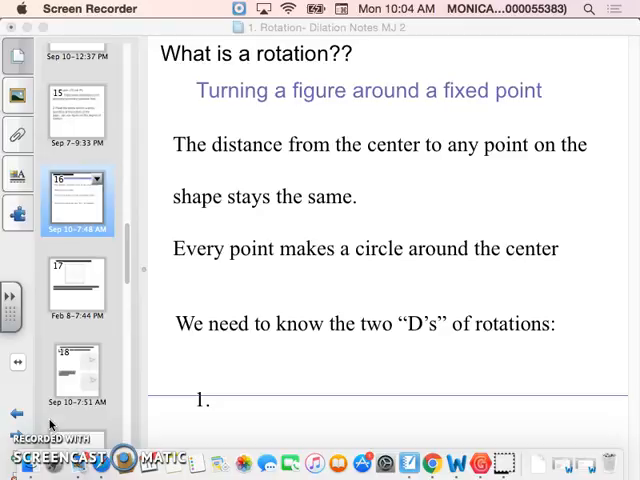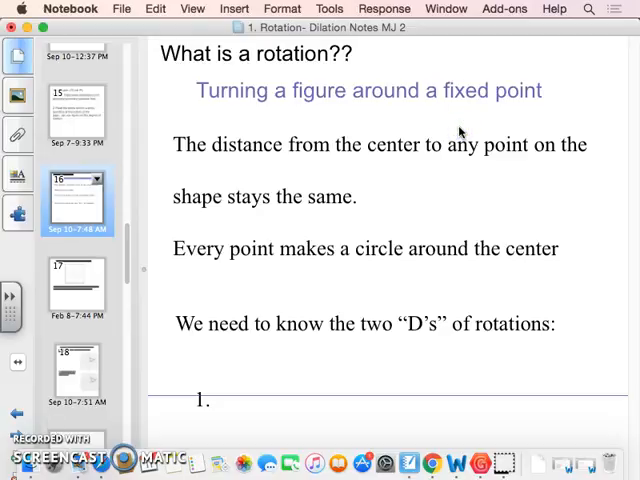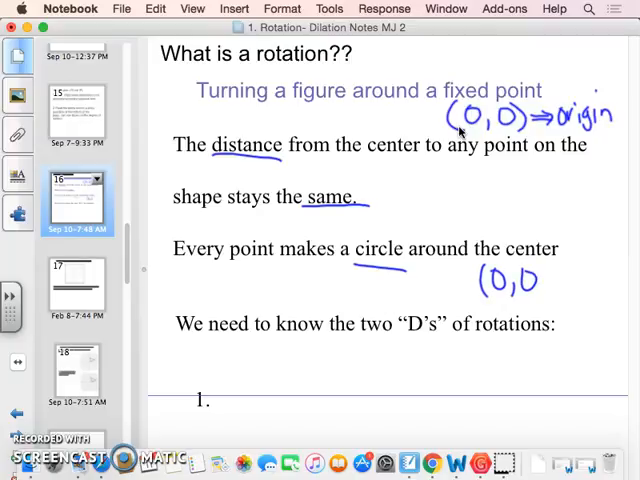First of all, what is a rotation? So the definition is just turning a figure about a fixed point. And in this case, the fixed point we're going to be talking about is the point 0, 0, otherwise known as the origin. Okay. Now, what's key to remember is that you're going to be making a circle, and the distance from the center to any point on the shape is going to remain the same. And then every point is going to make a circle around the center. And once again, the center that we're going to be talking about is the origin 0, 0.